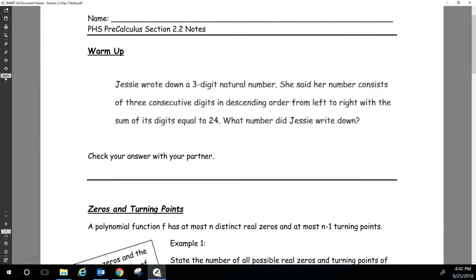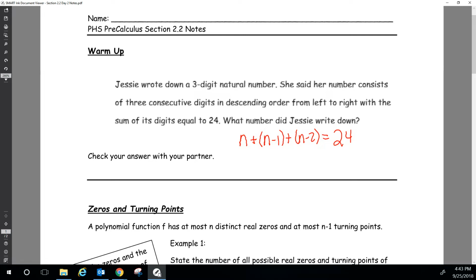And then it says that it's descending order from left to right. They're going to add up to 24. So here's my first number, n, plus descending means I'm going down 1 each time. So n minus 1: the next number is going to be 1 less than that, and the next number is going to be 2 less than that. And the sum of these 3 digits needs to add up to 24. And then it's just a matter of solving it.